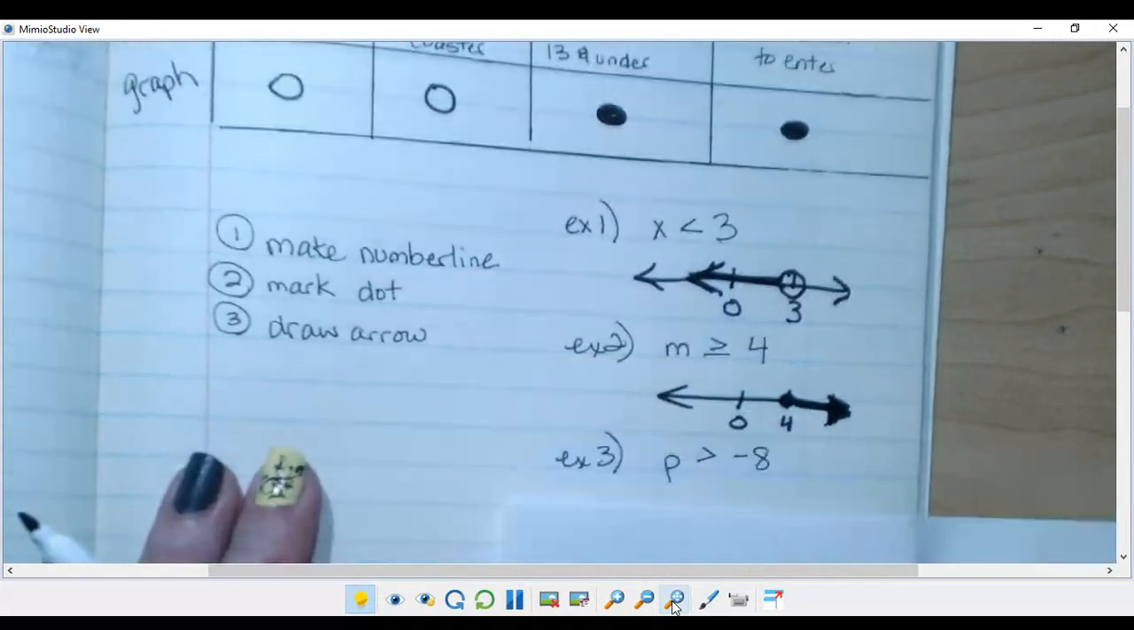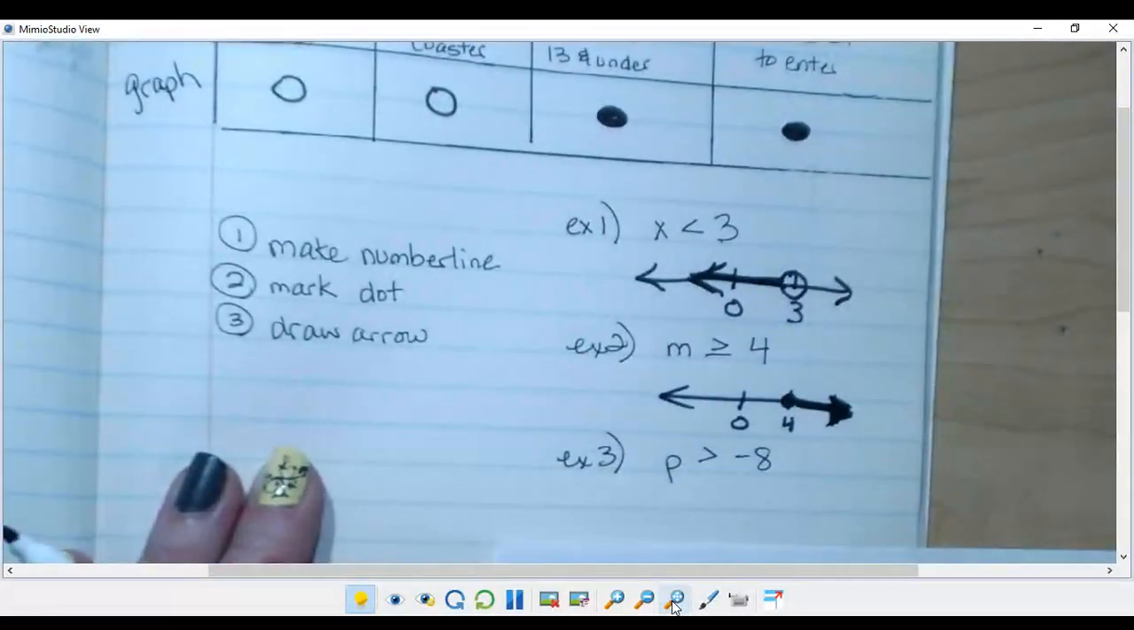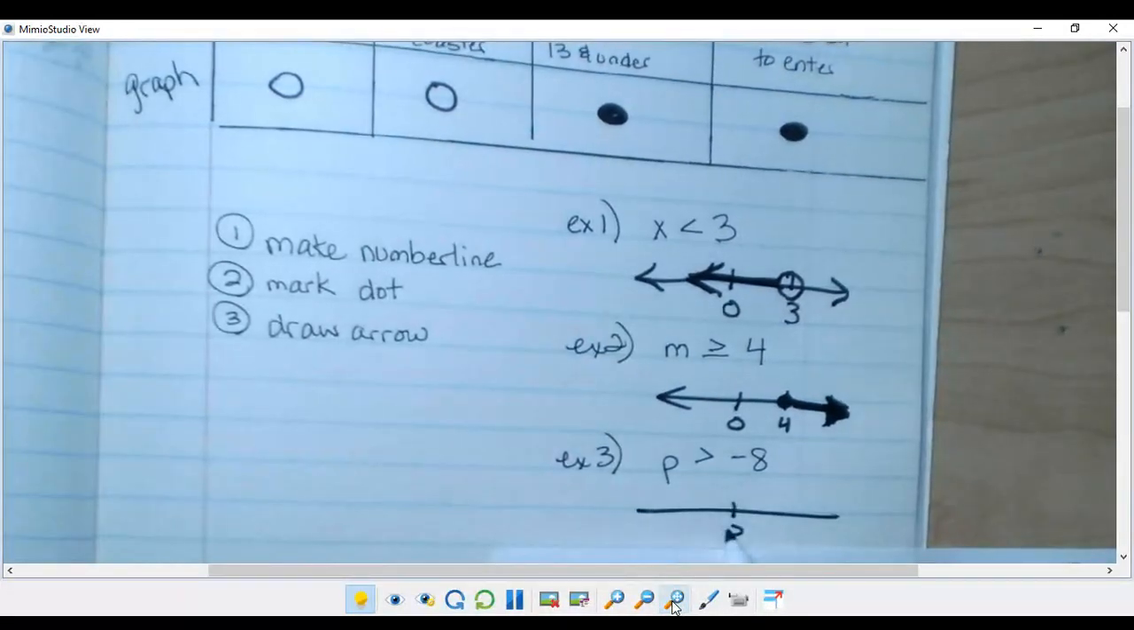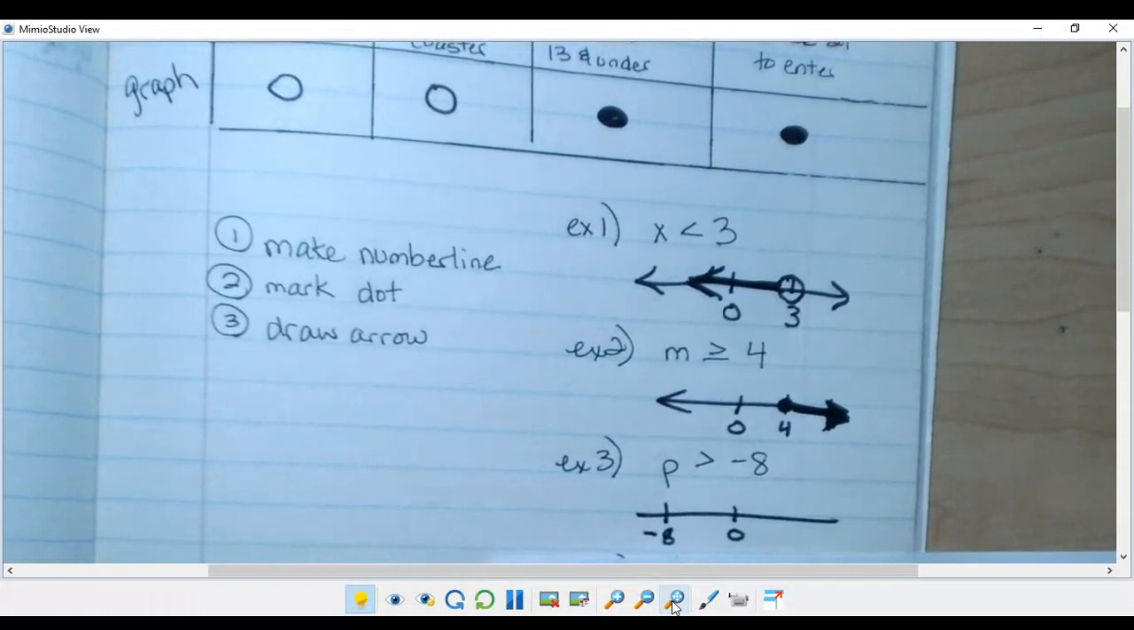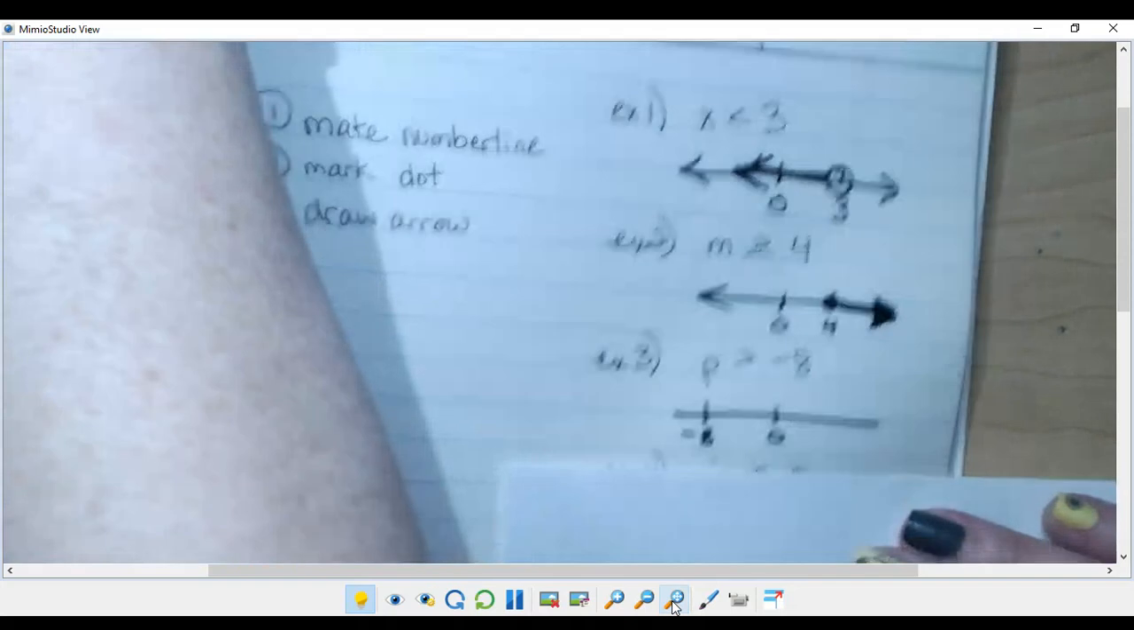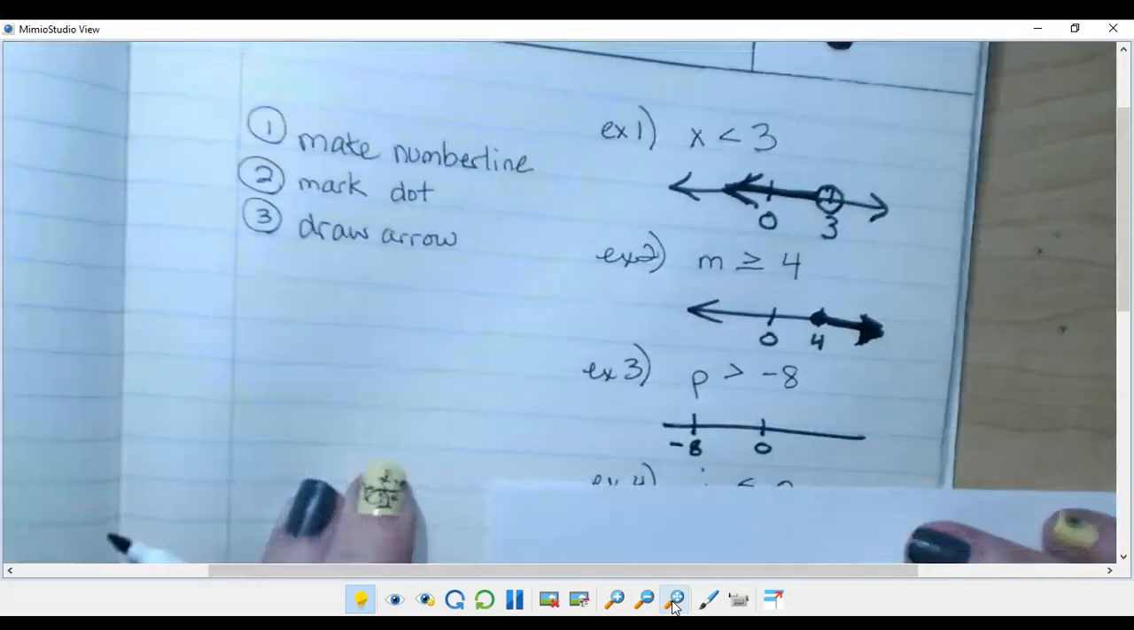All right, 2 more examples. P is greater than negative 8. Yes, this even works for negatives. Draw our number line. Look at that. I'm not even putting arrows on the end anymore. Move this so I can actually write. There we go. All right.